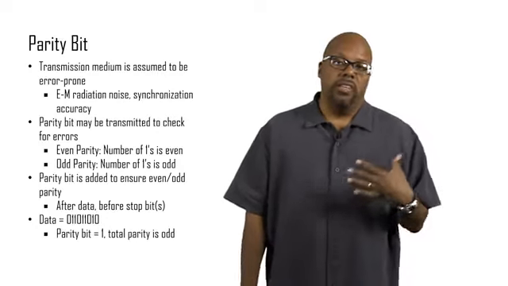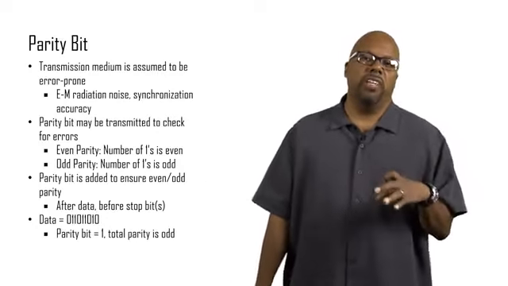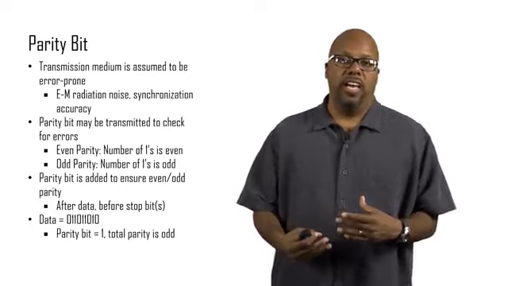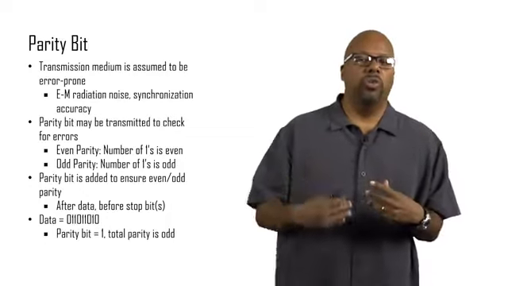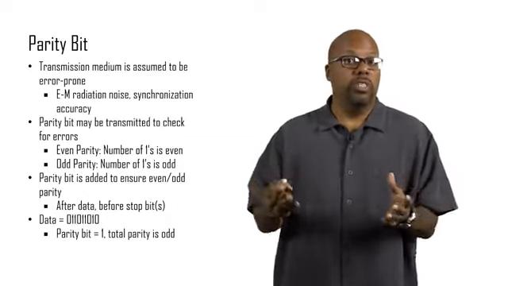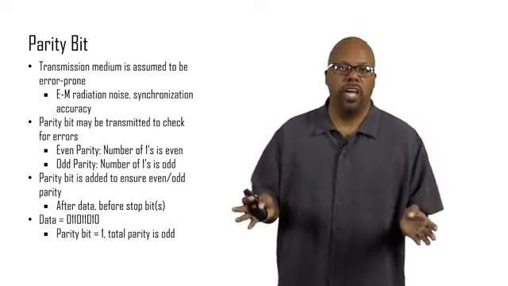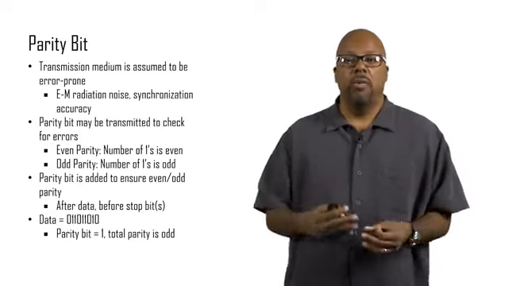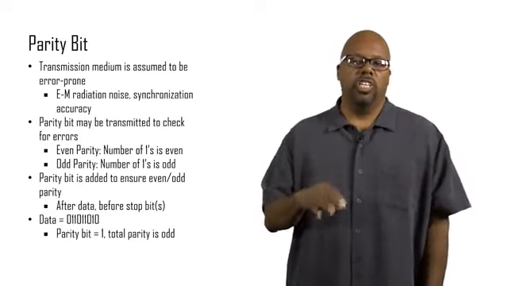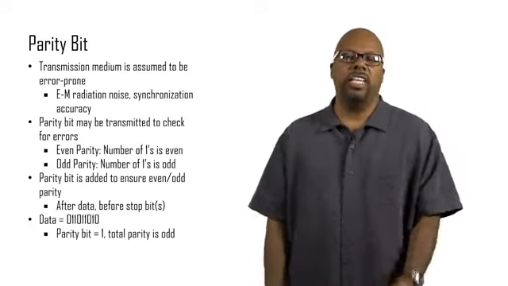Now note that this is sort of a minimal check, because if 2 bits are altered, then you won't detect it, right? Because say you change a 0 to a 1, then you change a 1 to a 0, then the total number of 1s stays the same, even though the data is still incorrect. So you wouldn't catch that. If 2 bits are changed, you might miss it. But if a single bit is changed, you could detect that using the parity bit.